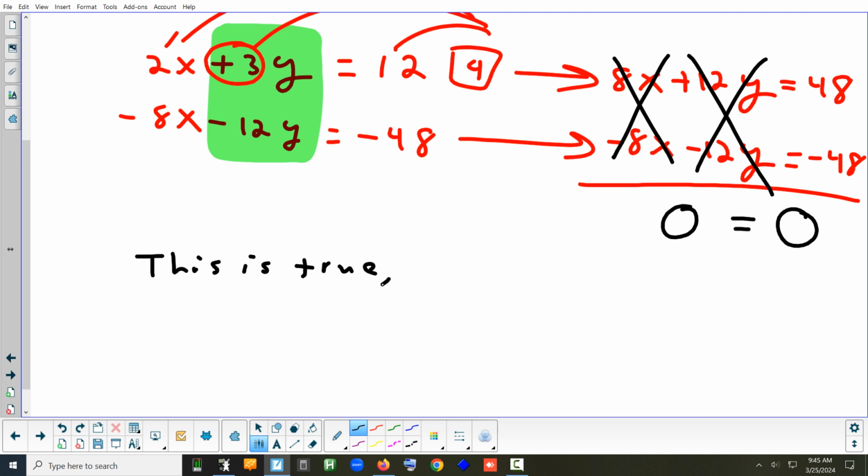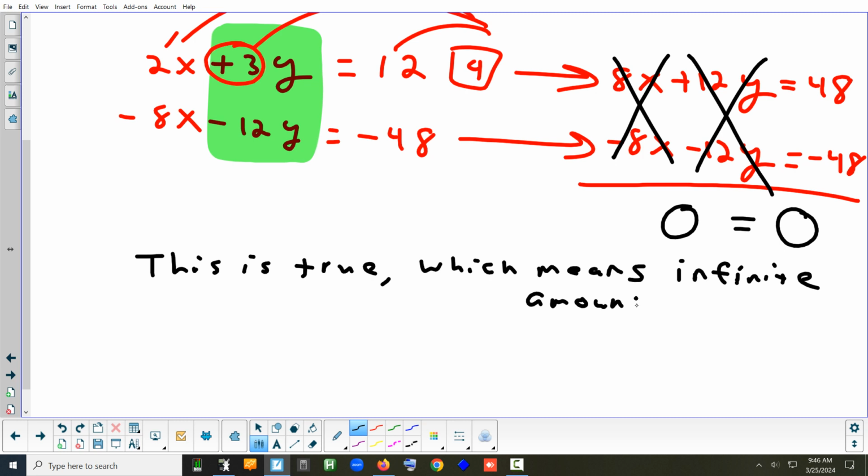True's not the answer. But what do you think this means? Infinite. Yes. This means that this problem has an infinite amount of solutions.